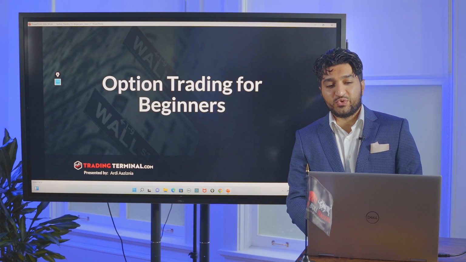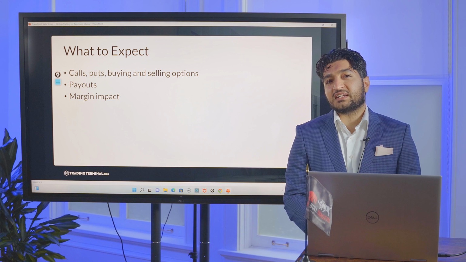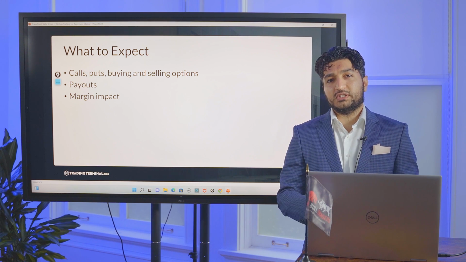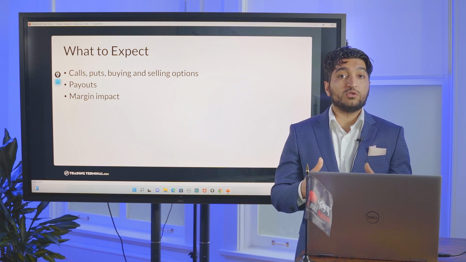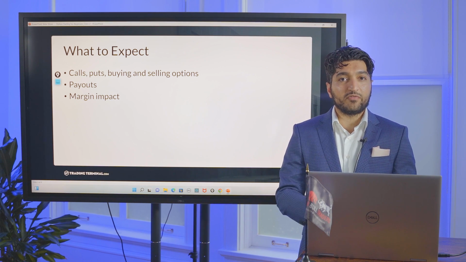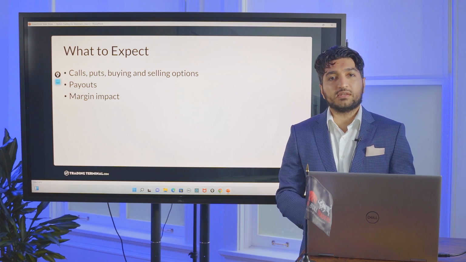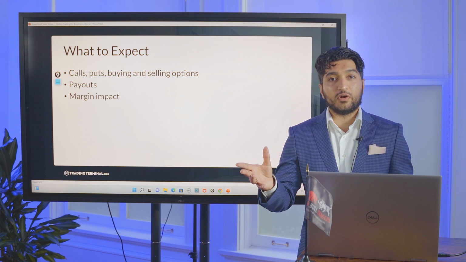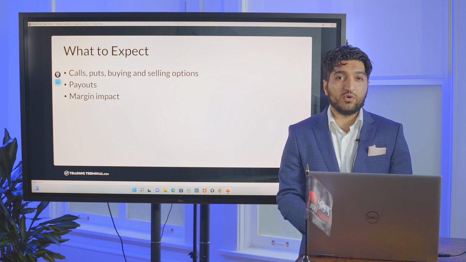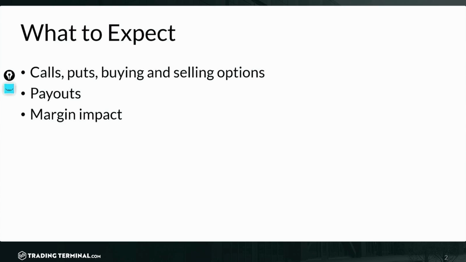Welcome to class 2 of option trading for beginners. In the last class we talked about what options are and why they're so powerful and why you should learn how to use them. We talked about capital efficiency, the concept of leverage, and so many other things. And lastly, we talked about how to price options and what the intrinsic value of an option is versus the extrinsic value of an option. But here's what you can expect in this class. We're going to talk about calls, puts, and buying versus selling options.